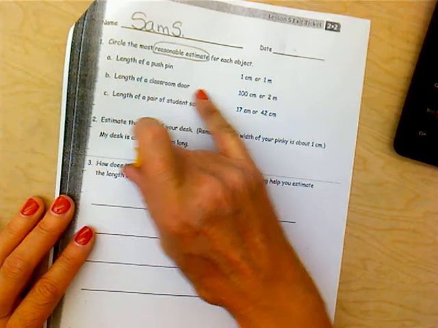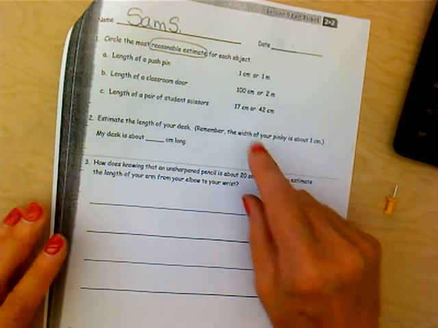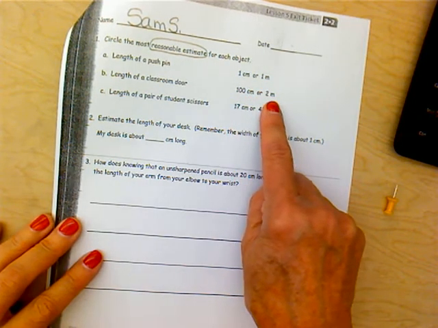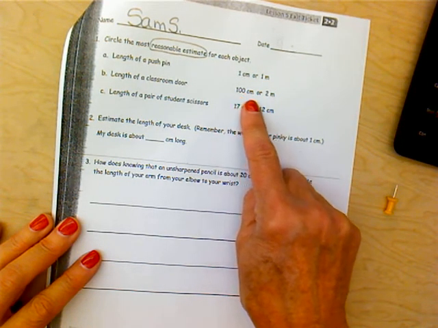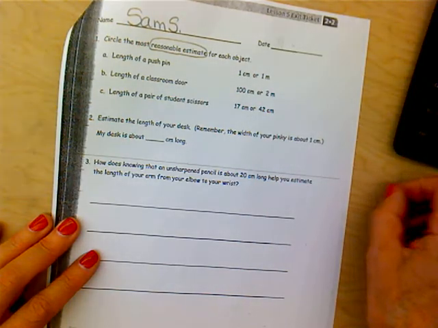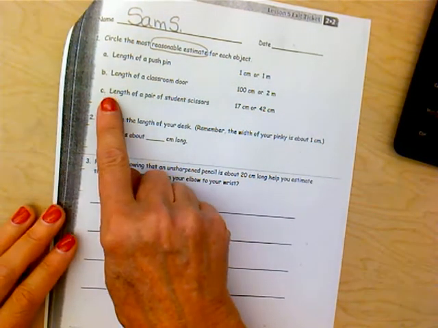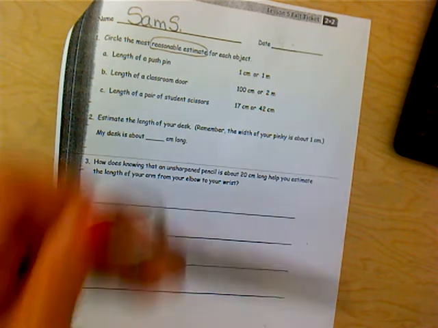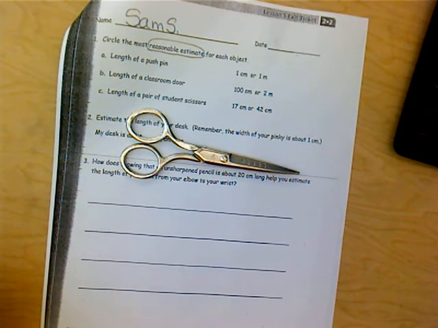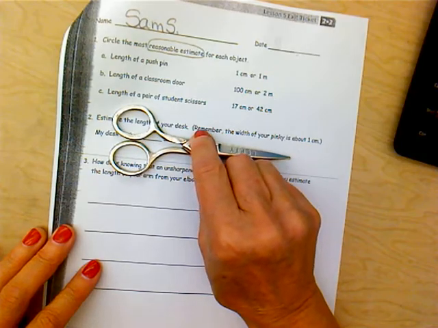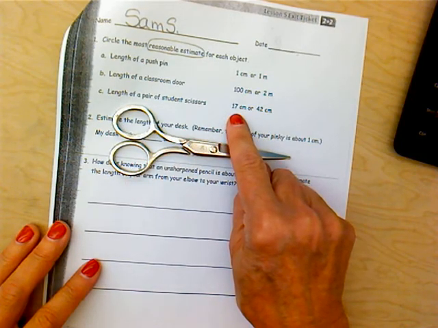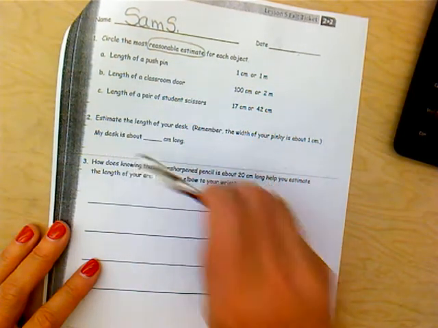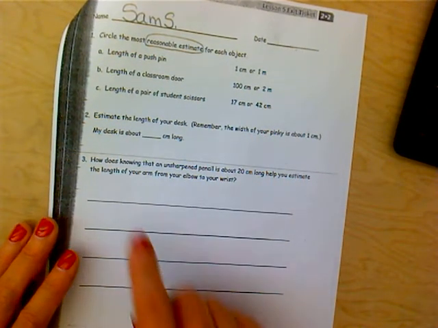The length of the classroom door. Well, I'm going to tell you that you are thinking in terms of 100 centimeters or 2 meters. If you think about something that we did earlier on in this lesson, that will make that one a lot easier for you. And how about the length of a pair of student scissors? Here's a pair of student scissors right there, some of my lefty scissors. So would a pair of student scissors be 17 centimeters or about 42 centimeters? That's going to be a decision that you'll have to make based on what you think.